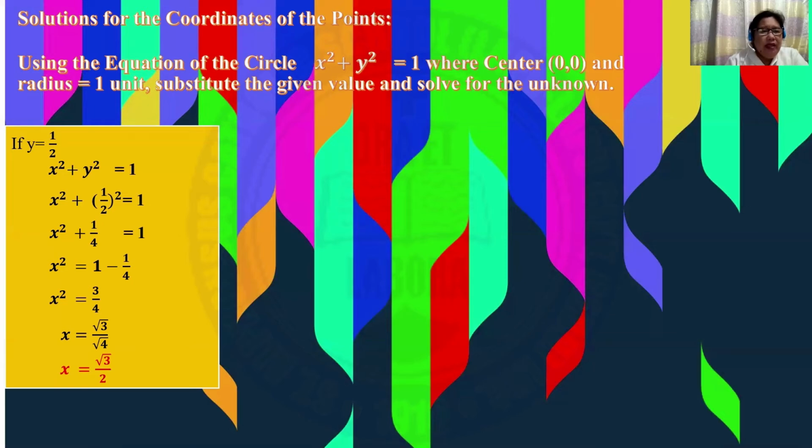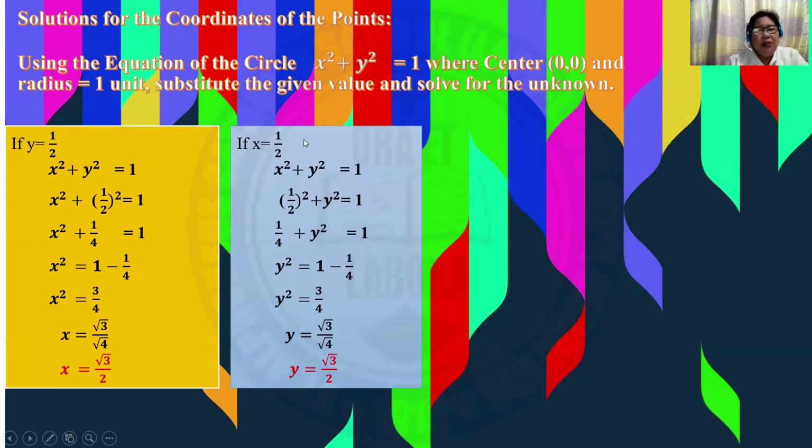And to solve for x, we have to extract the square root of 3/4, and that is equivalent to square root of 3 over square root of 4. And square root of 4 is 2. That is why the value of x is square root of 3 over 2.